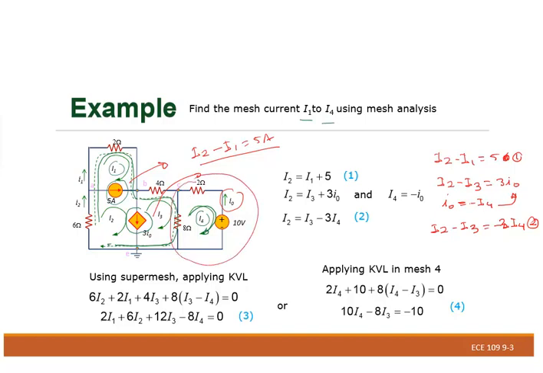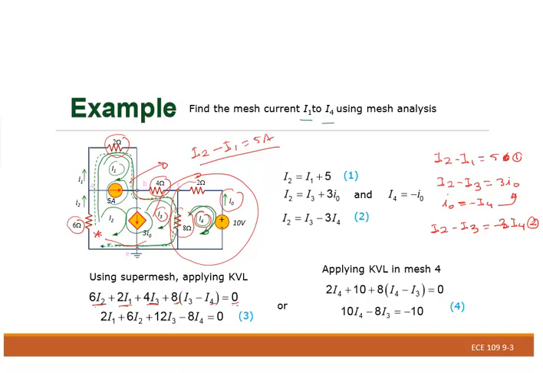One mesh from the super one, the super mesh. Let's look at the super mesh here. If I start from this point here, it's going to be 6 times I2. You can see here, so go up, you're going to have 2 times I1 coming down. So you're going to have 4 times I3 coming here. It's going to be 8 times (I3 minus I4) equal to 0. Complete the circuit right there.